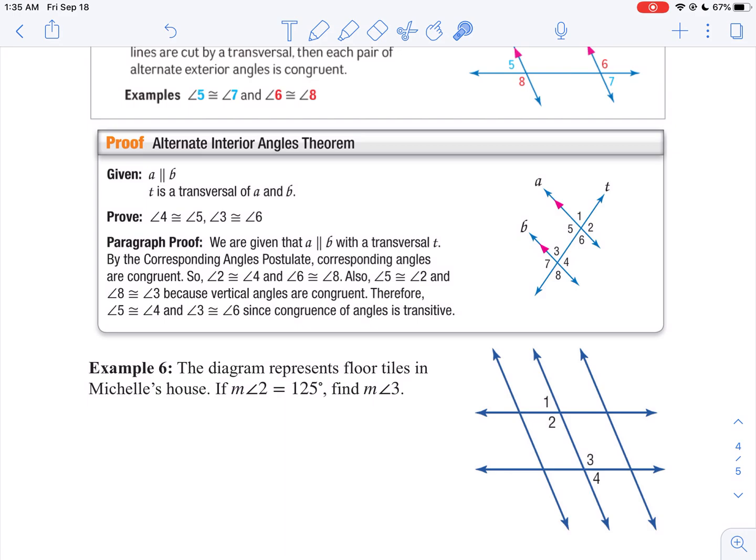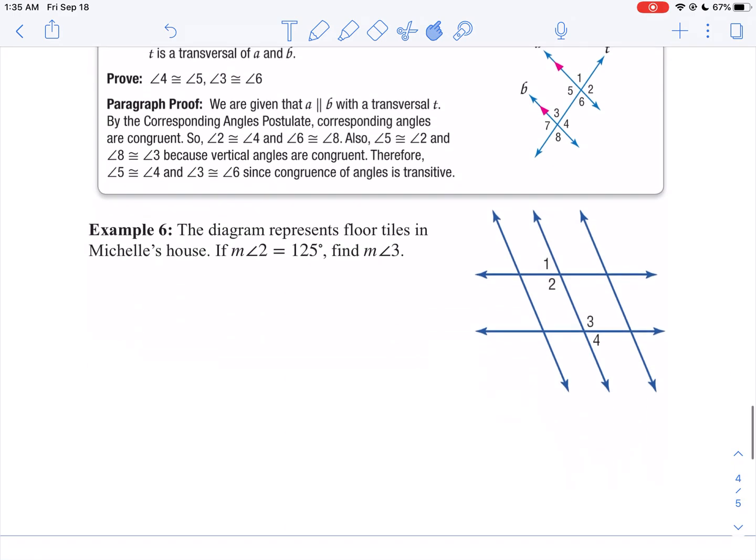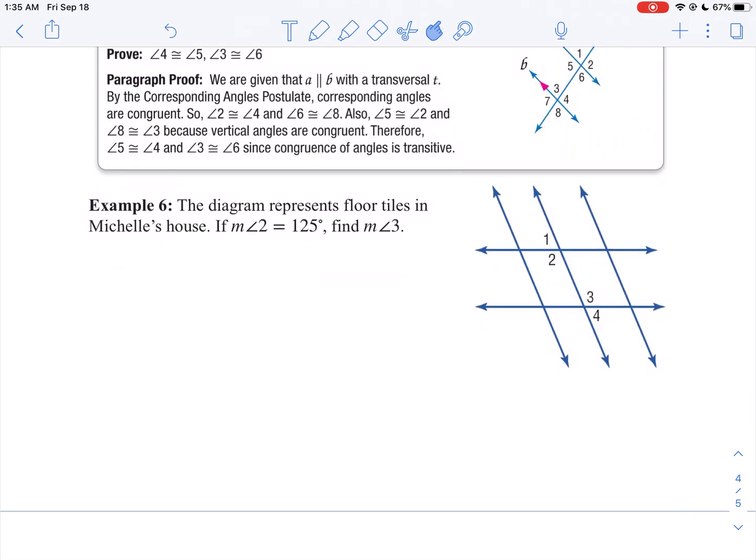Let's take a look at example 6 here. It says the diagram represents floor tiles in Michelle's house. And we're making an assumption here: since these are floor tiles, we're going to say these lines are all parallel. So I'm going to put arrowheads on here to remove any doubt. Our assumption is, since they're floor tiles, that the lines are parallel.